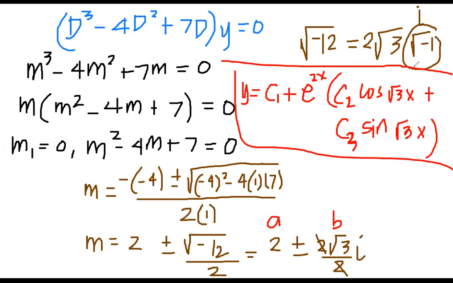Okay, any questions? Okay, so this is the final answer. Just compare your solution to mine. c sub 1 plus e raised to 2x times the quantity c sub 2 cosine of square root of 3 x plus c sub 3 sine of square root of 3 x. So the subscripts continue: c sub 1, c sub 2, c sub 3. There are 3 arbitrary constants since this is a third order DE.